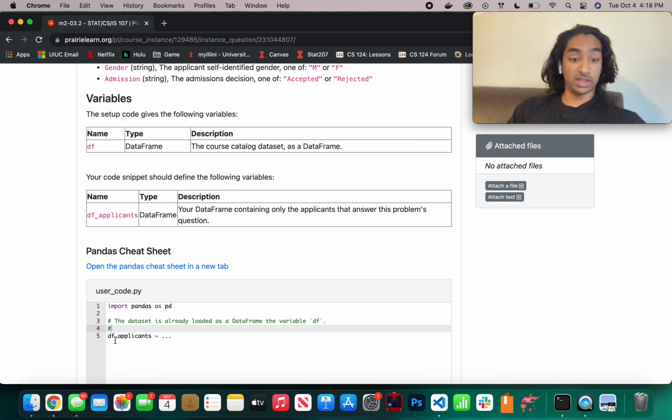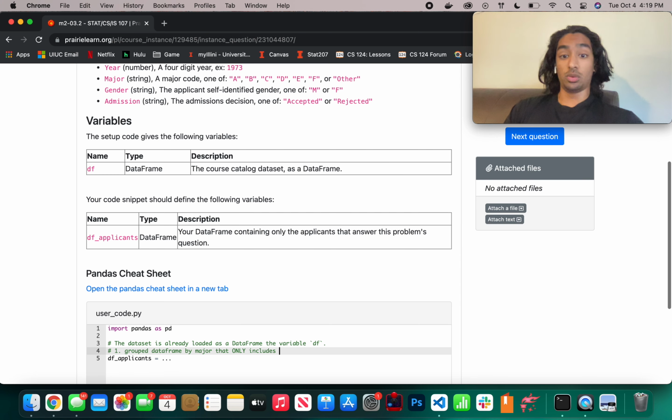So we can start off and just start writing down these steps. So in order to get an admission rate, we need a number of accepteds divided by the total number. So we need a grouped data frame by major because we're trying to find the admission rate for each major. So we need to find a group data frame by major that only includes students who were accepted into UC Berkeley. I think I spelled that right.